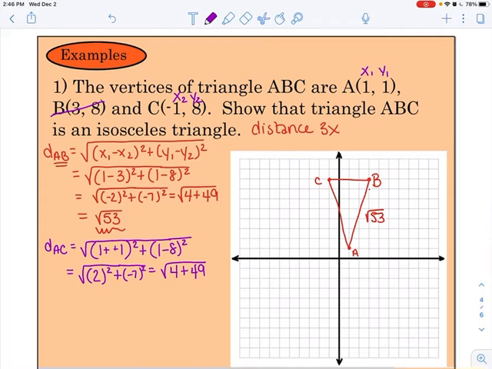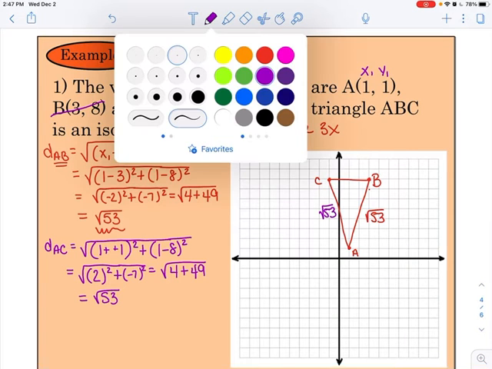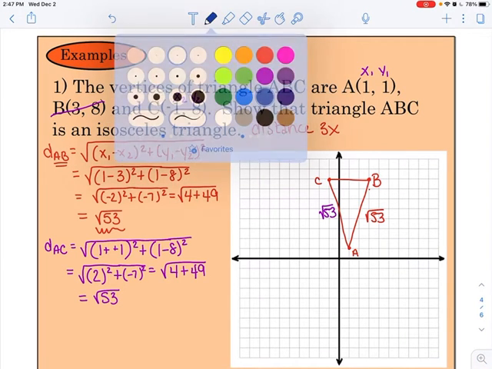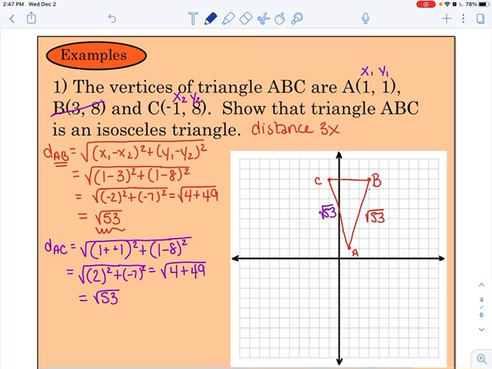And if I add 49 and 4, that means I have the square root of 53, which means now side AC is radical 53. So so far I have two sides that are equal, but now I need to show that the third side is not the same, because if the third side is the same, it's not isosceles, it would be equilateral. So how about blue for the third side? Now I need the distance of CB.